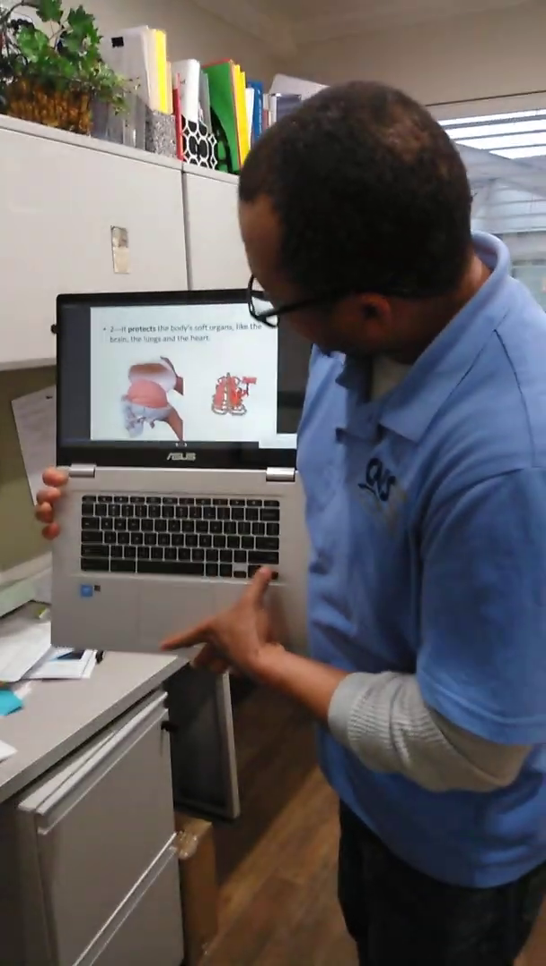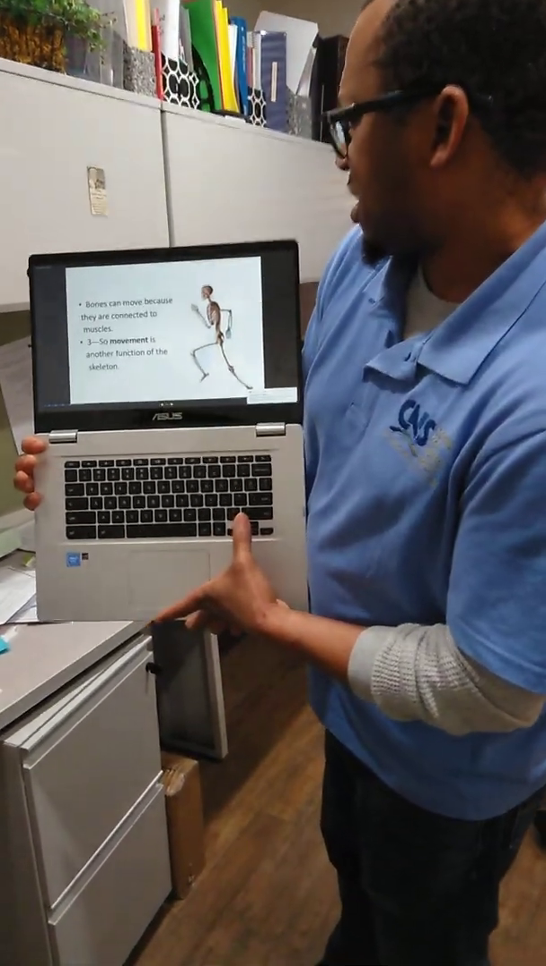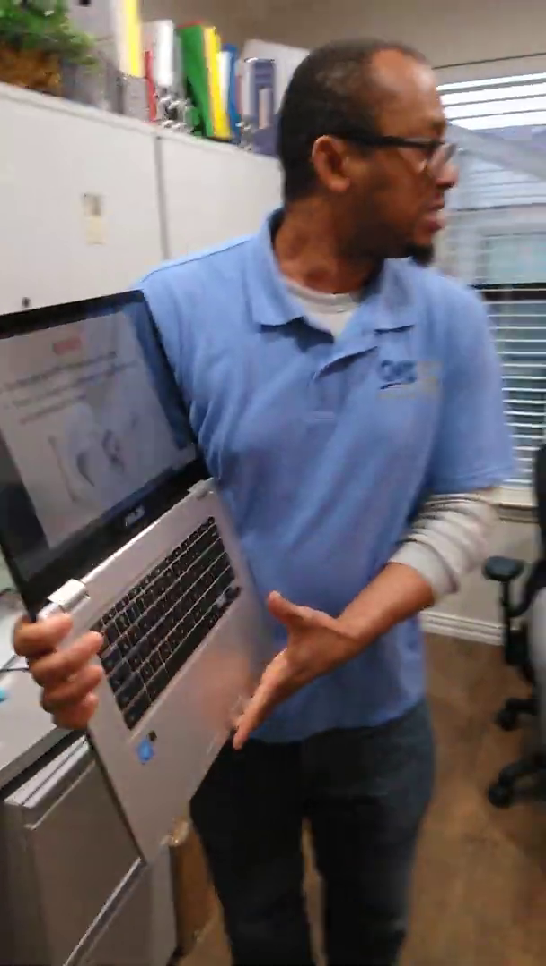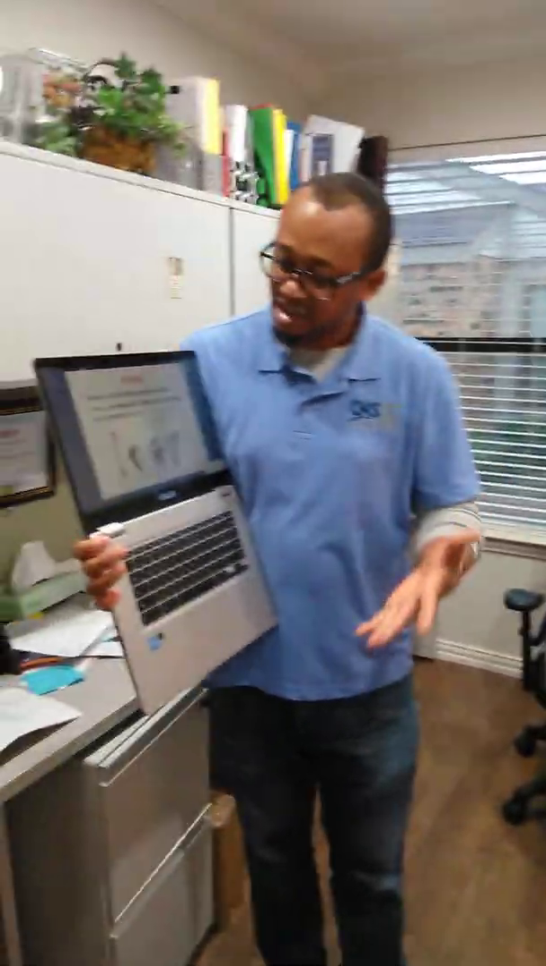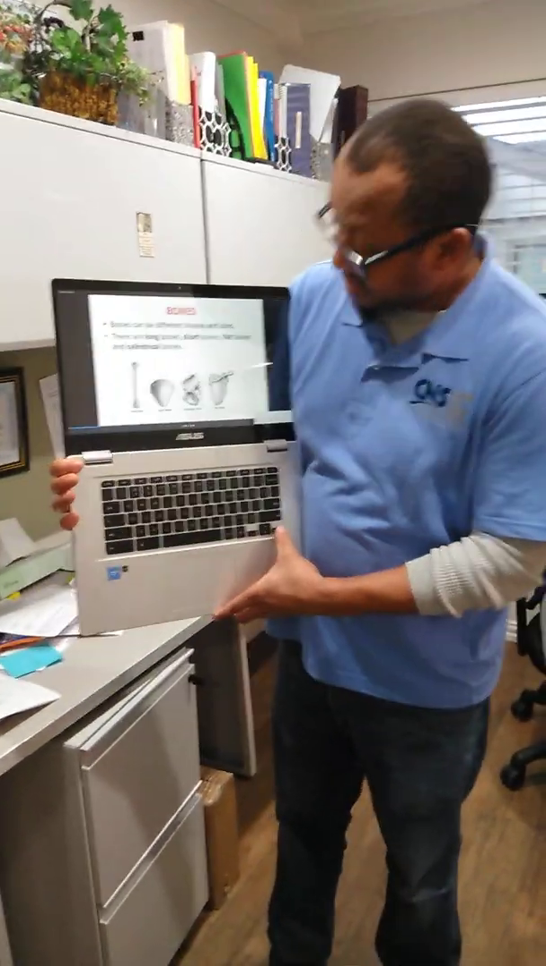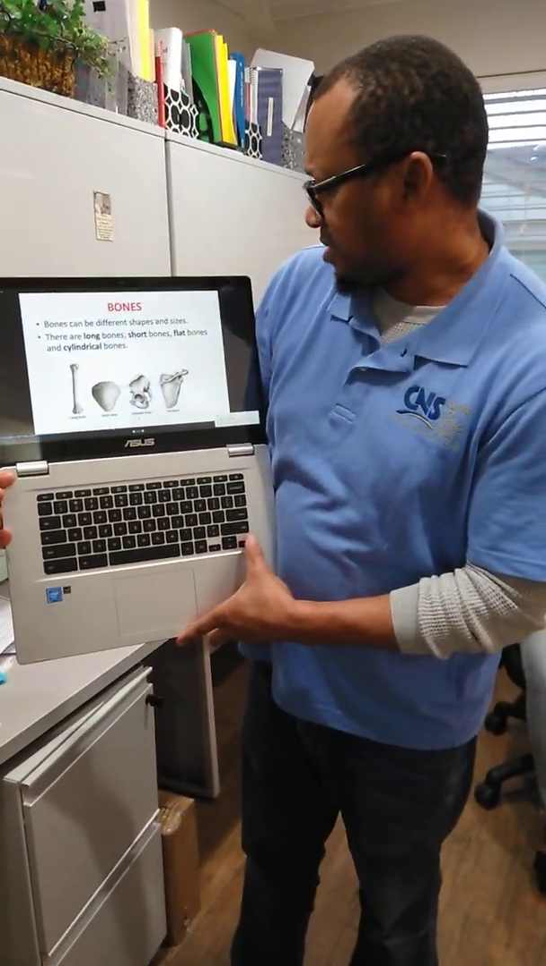Another thing it does is help us to move around. And believe it or not, bones help us to synthesize red blood cells. That may be kind of a wonder for you, but it's true. The bones synthesize the red blood cells.